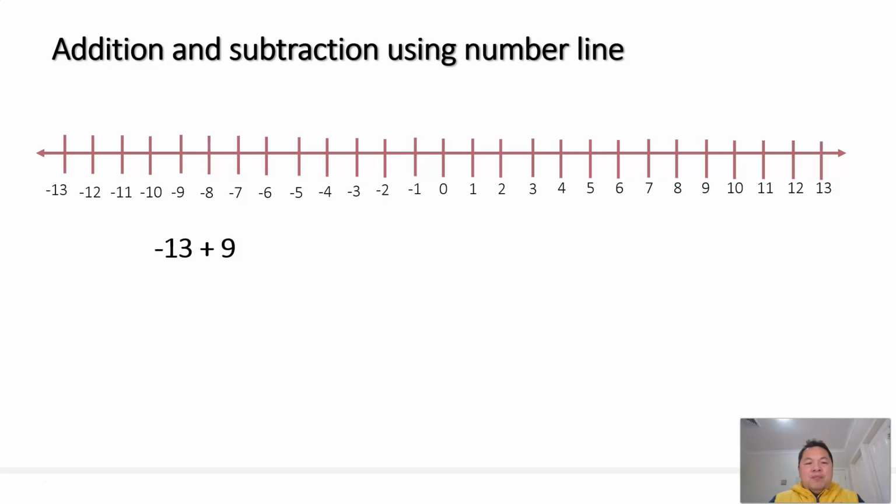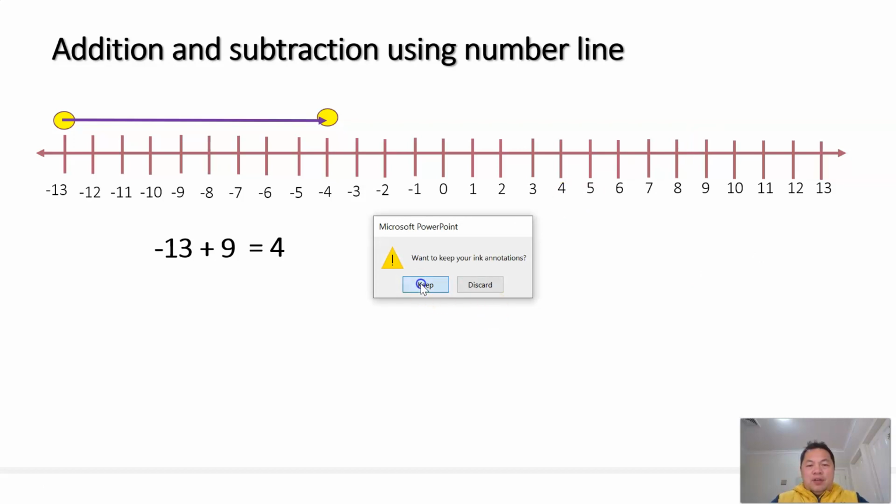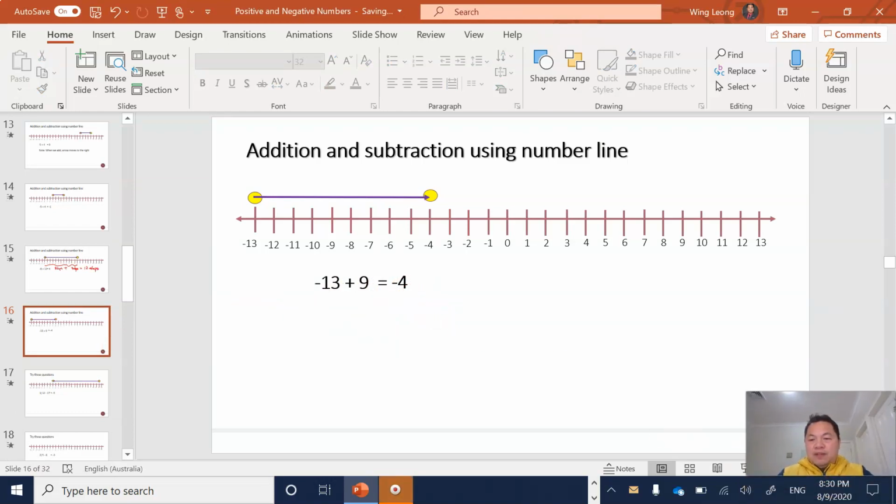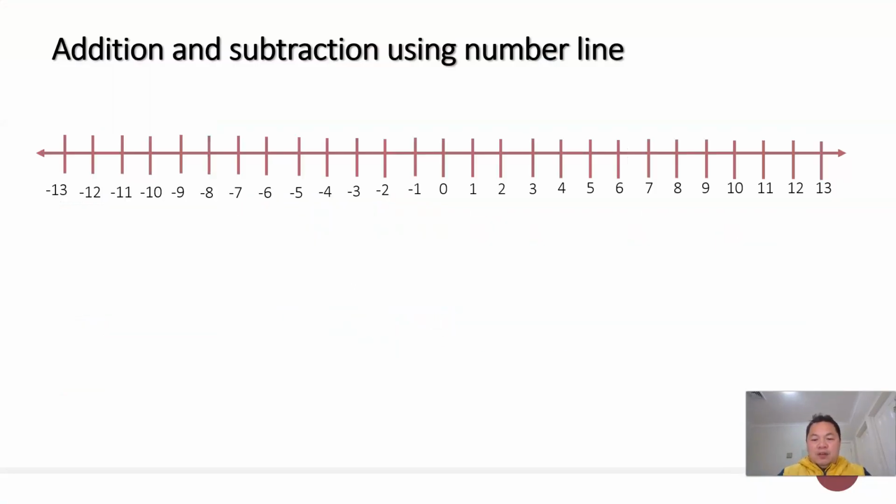Oh, minus 13 plus 9. So where's minus 13? Okay, minus 13 is there. Plus 9 means the value gets bigger, so I got to move to the right hand side. How many steps do I move? I move 9 steps. So that's how I get minus 4 as the answer. Okay, earlier I made an error. Yes, it should be minus 4. My mistake, sorry guys.